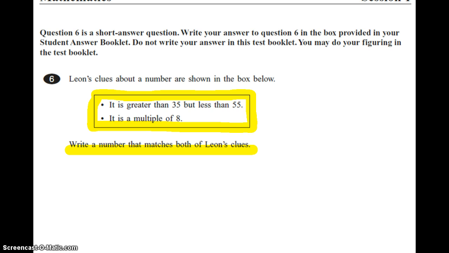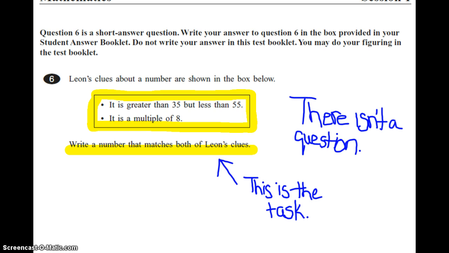I also highlighted "write a number that matches both of Leon's clues." Now in this case, yes, it is question number 6, and we do need to come up with an answer. But looking at this, there isn't a question necessarily there. We are used to seeing questions with question marks, and this doesn't have one. It is a task, though. It's giving us a job that we need to do. In this case, it's to write a number that matches both of Leon's clues.